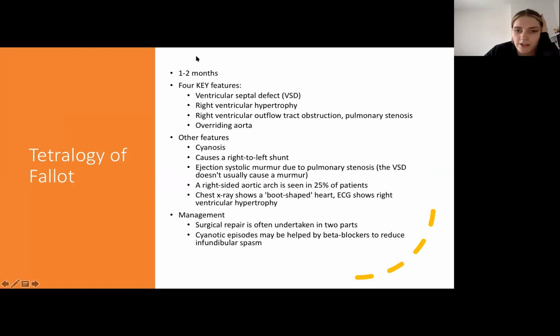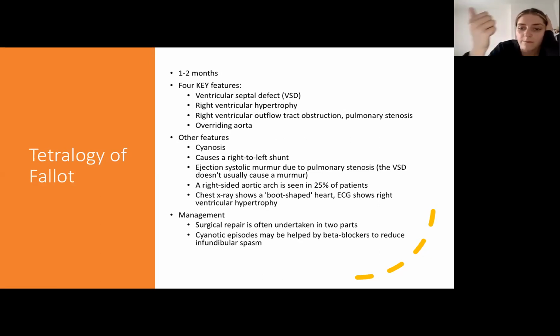So in terms of tetralogy of Fallot, they present at about 1 to 2 months, as I said. They have 4 key features that you need to be aware of, and you need to really know these because this is a favourite of examiners to ask. So they'll have a VSD, they'll have right ventricular hypertrophy, and they'll have pulmonary stenosis, so a right ventricular outflow tract obstruction in this format. And they'll have an overriding aorta, so their aorta will kind of come out of their right ventricle.